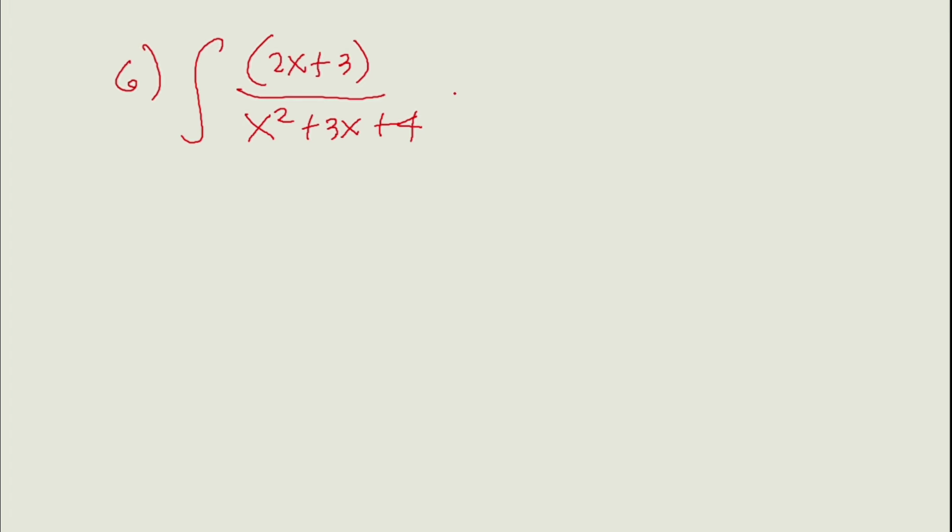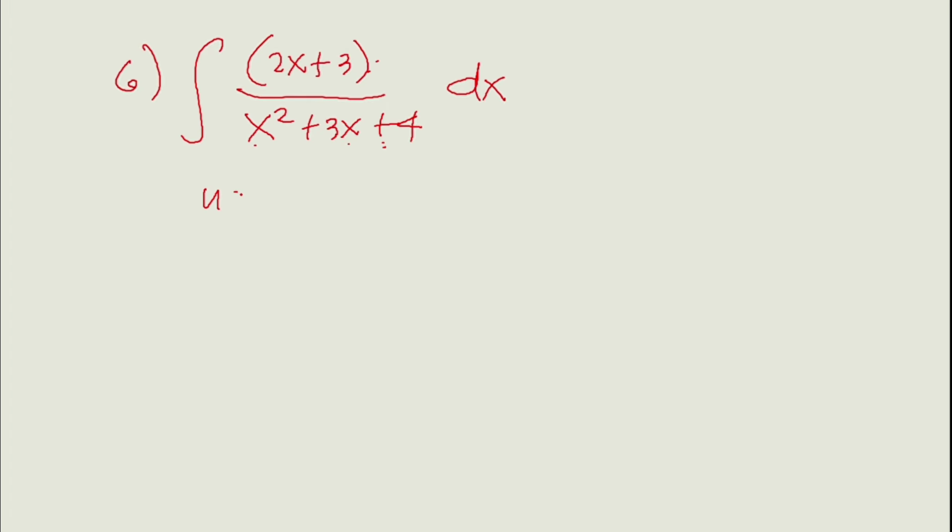Let's proceed with number 6. This is the integral of 2x plus 3 over x squared plus 3x plus 4 dx. So how do we determine u? If this is our u, could we cater this one? No. If this is our u, could we cater this one? Yes, because this is 2x plus 3.